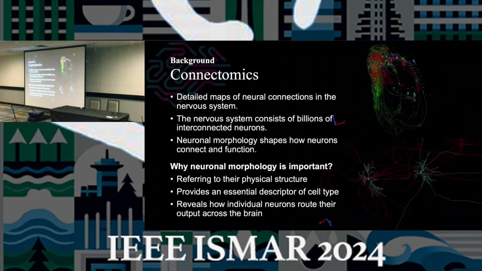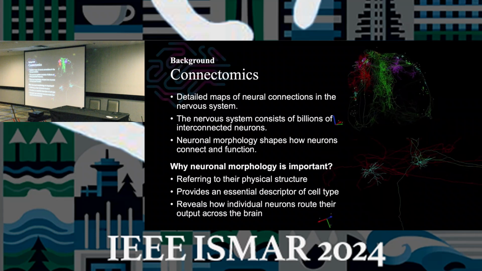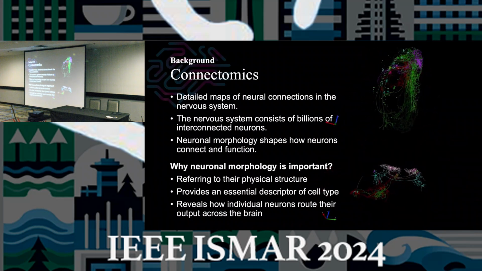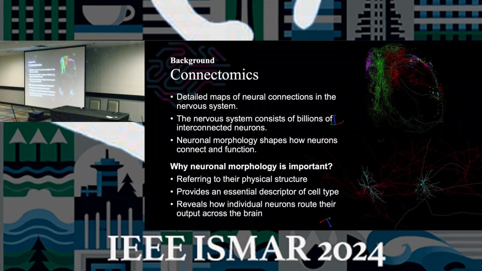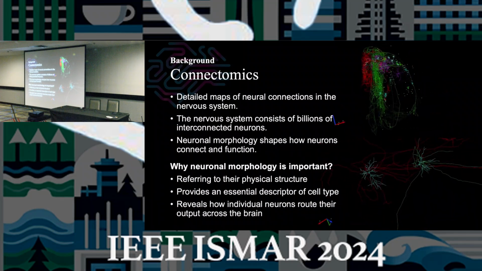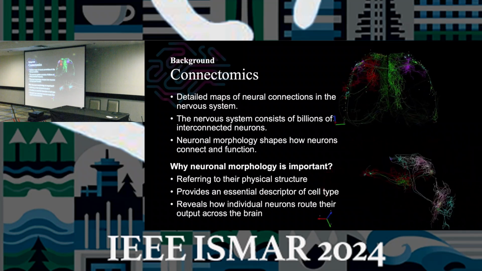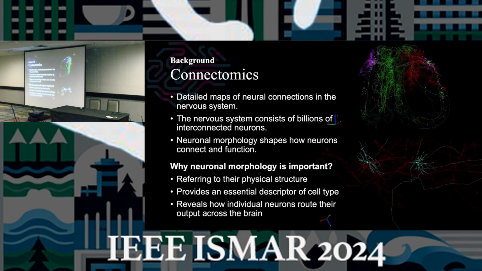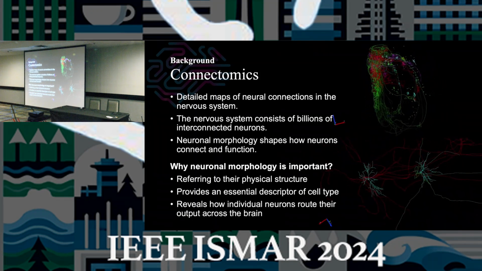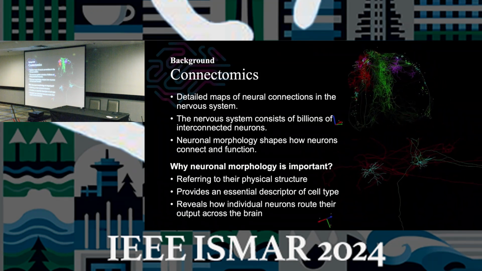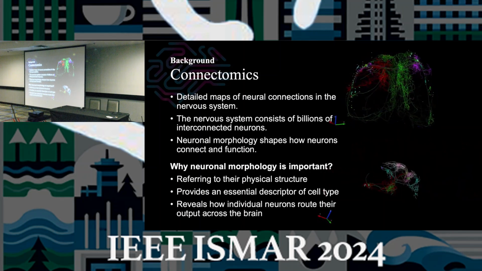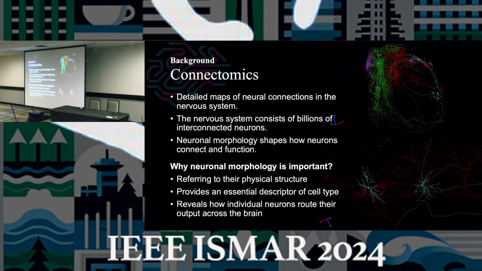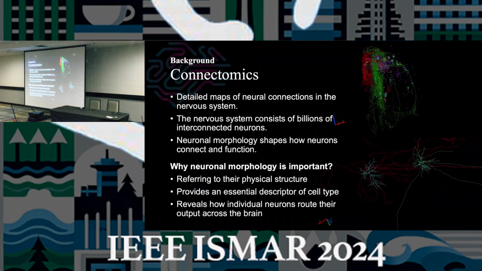At a big scale, we hope to explore how we can accelerate connectomic study with the help of extended reality. Connectomics aims to provide a detailed map of the nervous system, showing how billions of neurons are connected and communicate with each other. Neuronal morphology, the shape and form of the neuron, plays a key role in understanding those connections.